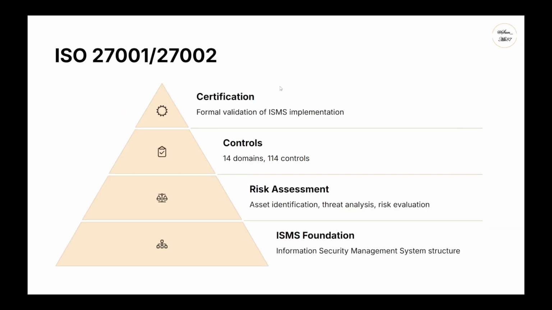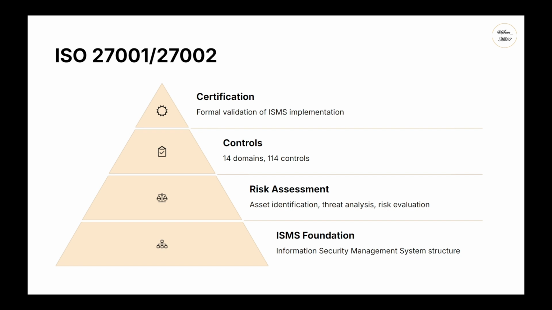Let's go to the world of ISO. ISO 27001 and ISO 27002 are internationally recognized standards for managing information security. They provide a comprehensive framework for building, maintaining, and continuously improving an information security management system, or ISMS. ISO 27001 focuses on the structure and requirements for establishing an ISMS, while ISO 27002 provides detailed guidelines on the controls organizations can implement to protect information.